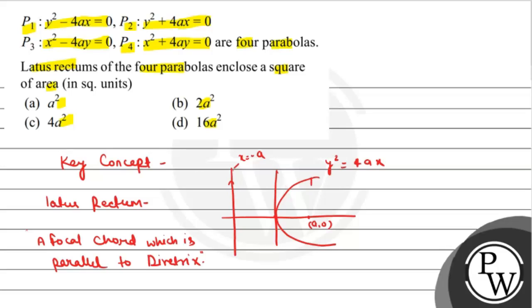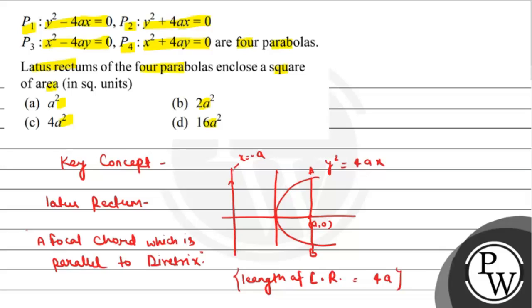So let's draw the chord. This chord passes through the focus and is parallel to the directrix. So let's say this chord is named AB chord. So we can say AB is the latus rectum of this parabola. Okay, now the length of a latus rectum. The length of the latus rectum is equal to 4 into the focus distance. What is the length? 4 into a. So that is the length of a latus rectum.